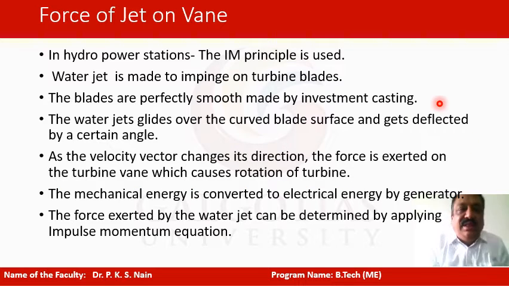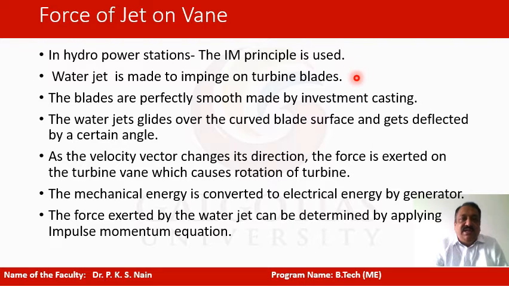Now, with these two approaches, we will solve numericals based on them in a separate lecture. But let us see how turbine vanes are used for generating power. What happens when a water jet impinges on a turbine blade? It changes its direction. The vanes are very smooth and almost frictionless, so the inlet velocity and the exit velocity of the blade are almost the same, and in a hydro power station this impulse momentum principle can be used.